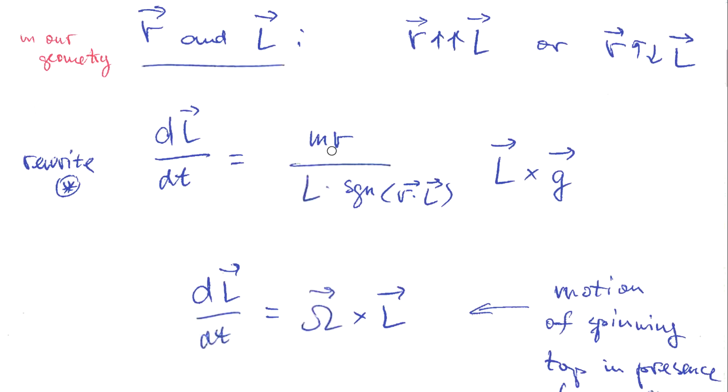dL/dt is equal to mR over L. This is a sign of this dot product. So the sign would be different depending on the direction of orientation. L cross G.